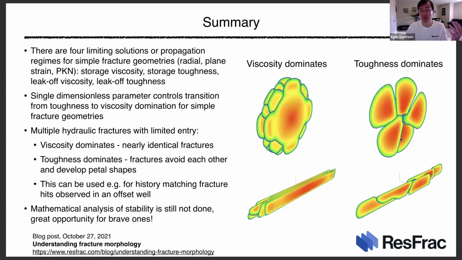And it's really hard to reproduce them in the field. But the thing is whether we see more complexity when toughness dominates and less complexity and more regular shapes when viscosity dominates. That's the main observation here. All right, so I hope I answered your question. But we can chat later on if you want to.